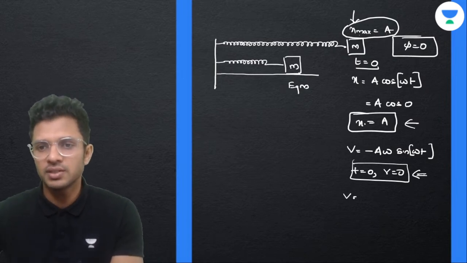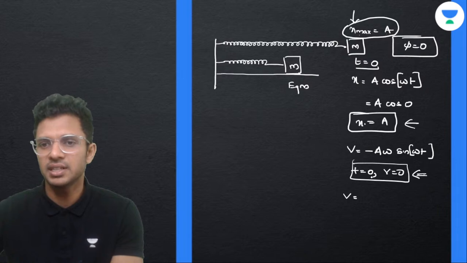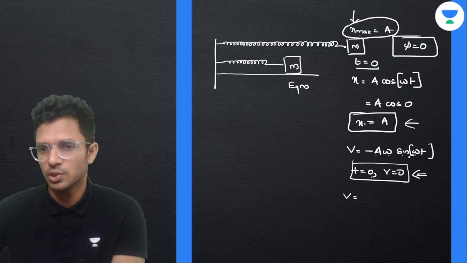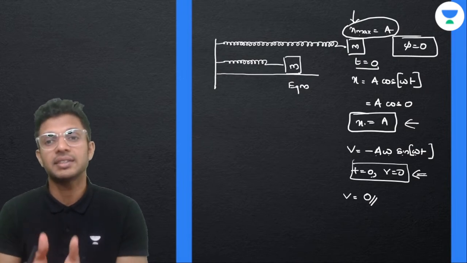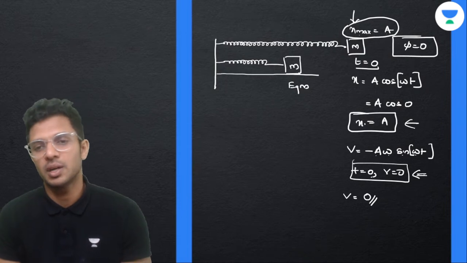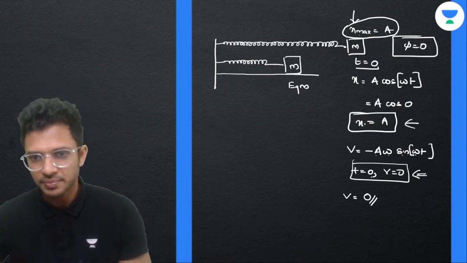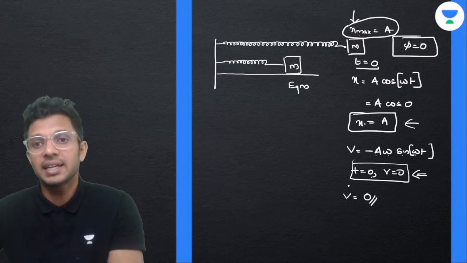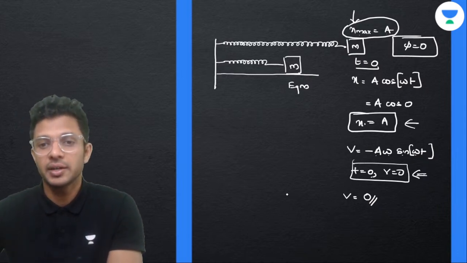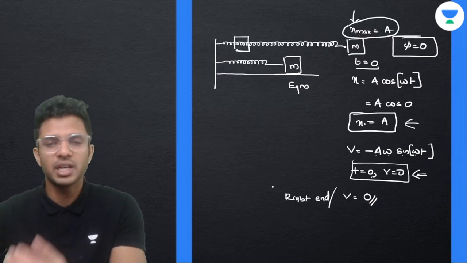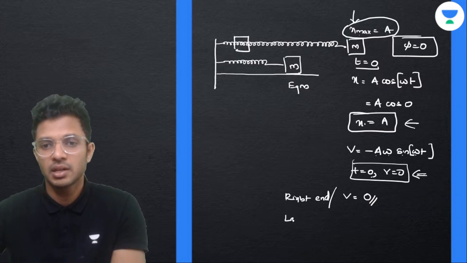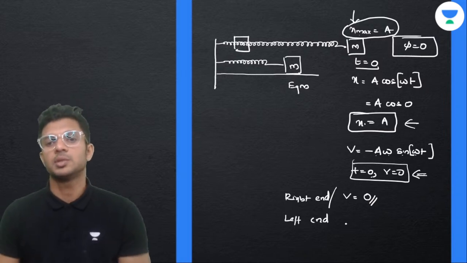So v is equal to, put t equal to 0 here, because at t equal to 0 we want to prove v equals 0: a omega sin(omega into 0). Omega into 0 is 0, and sin 0 is 0. Yes. The equation that we have derived satisfies the real-life situation also. We got speed 0, which is right. When any particle is at the right extreme end, the speed is 0. We can write it here: right end, and obviously at the left extreme end the same concept applies, the speed becomes 0.